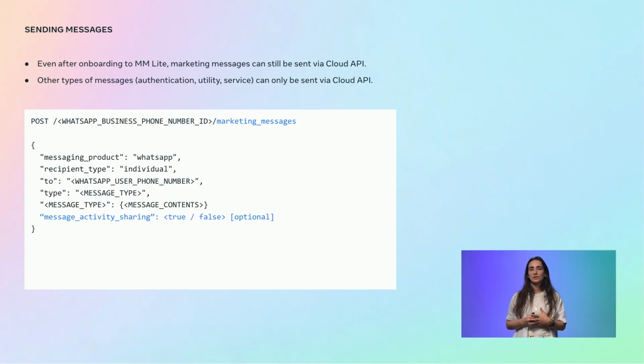When comparing to Cloud API, you'll notice a couple of different things. First, the endpoint. Now, this endpoint is marketing messages. And second, a new optional parameter called message activity sharing. When this field is set to true, it enables sharing message activities for that specific message to Meta to help optimize marketing messages. If not provided, we use the default value set in the WABA in Business Manager.